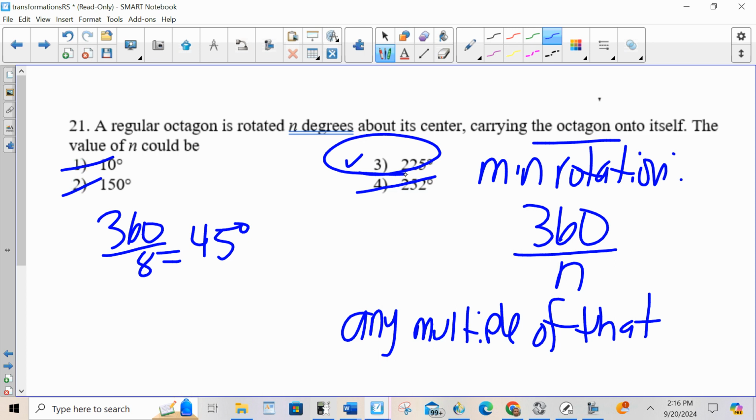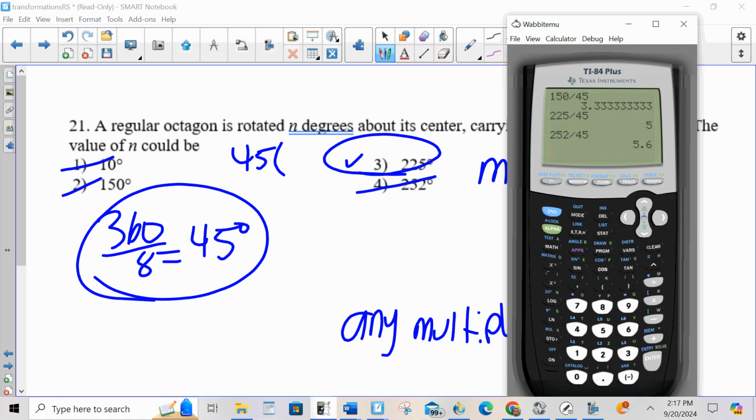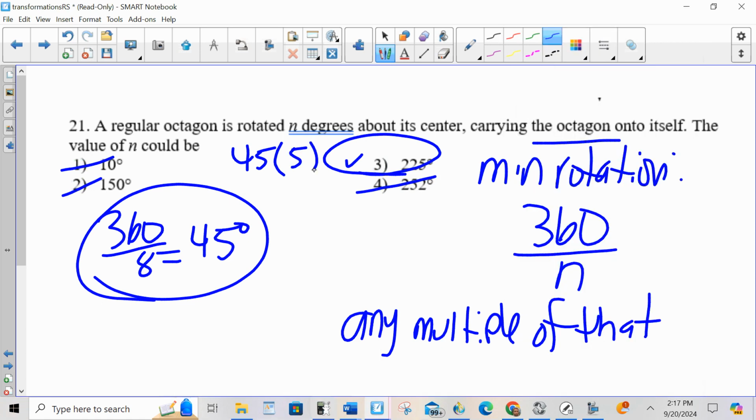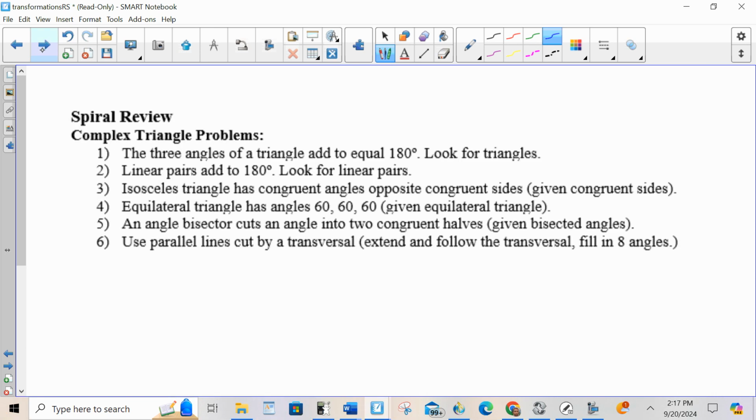The minimum rotation is 360 over n. Any multiple of that will also map it onto itself. 225 is 45 times 5. Every exam, every test will have at least one old topic on it. So this is definitely the most important thing from the first unit.